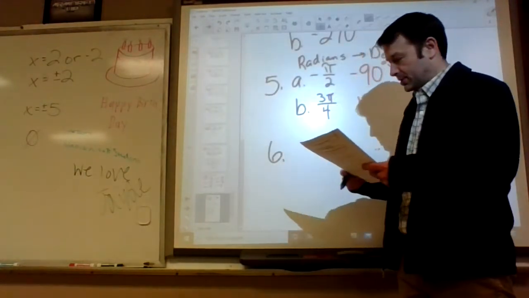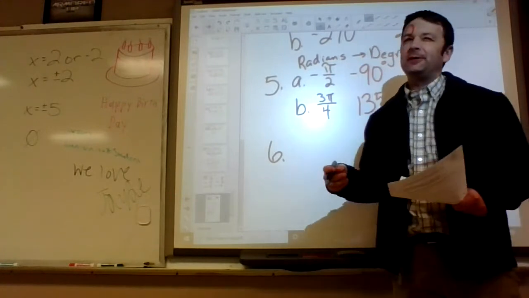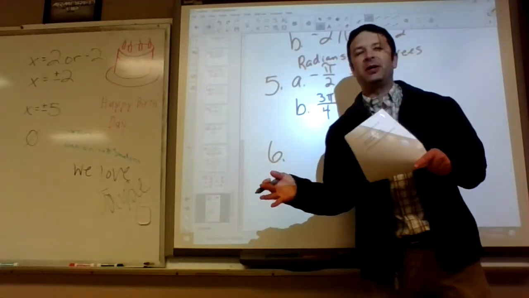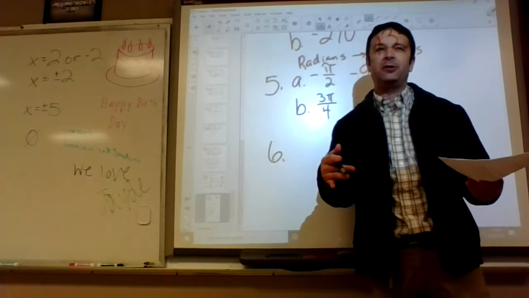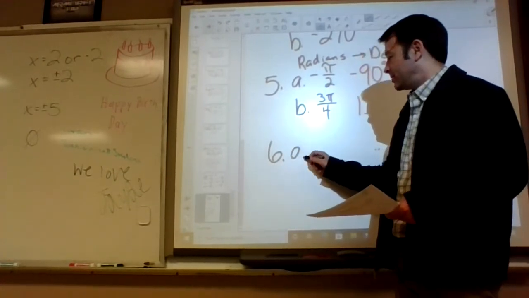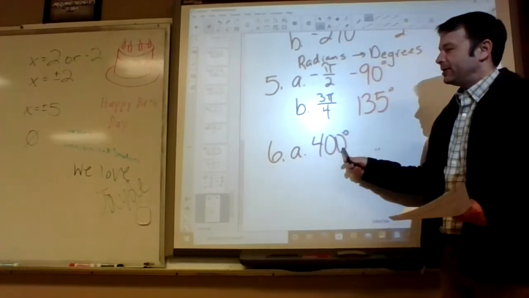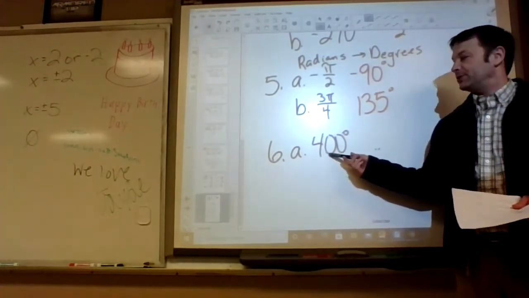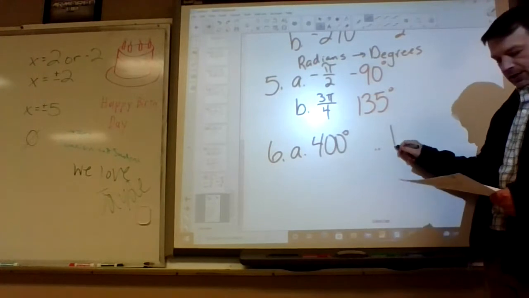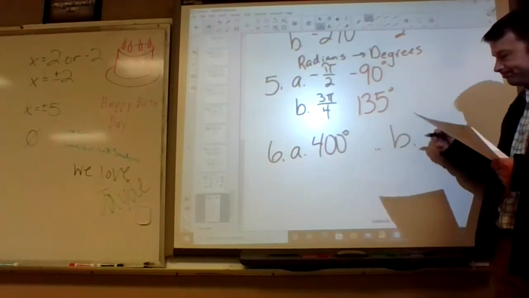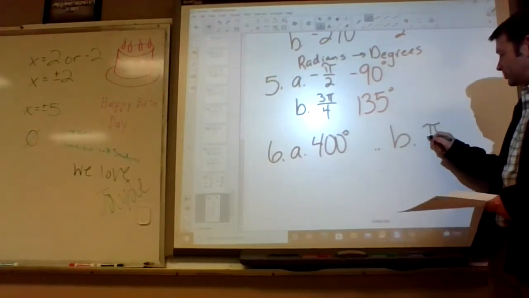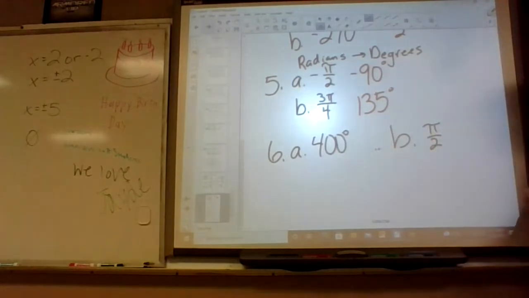Number 6. Find two angles, one positive and one negative, that are coterminal. You guys know what I'm talking about? Give me two angles, one positive and one negative, that are coterminal with 400 degrees, and let's do pi over 2 also. Coterminal means they stop at the same spot.